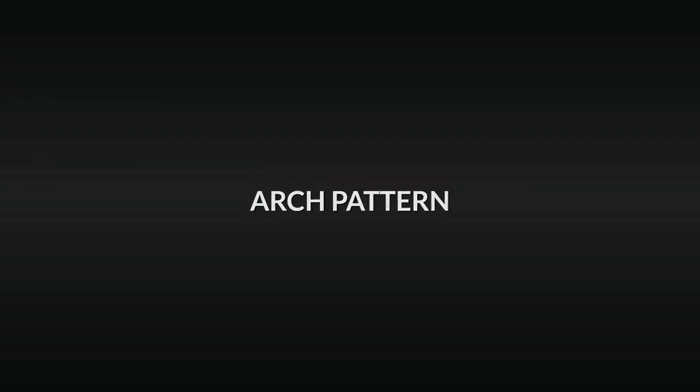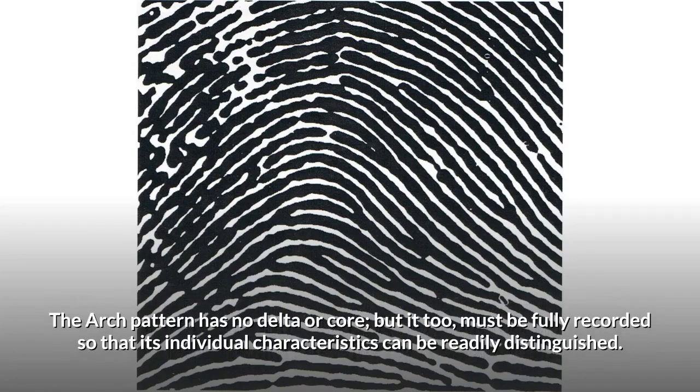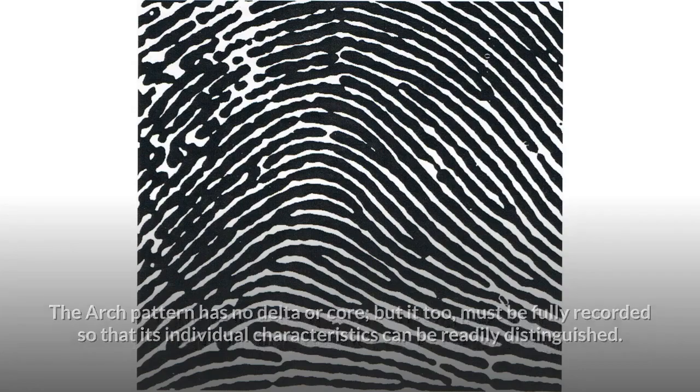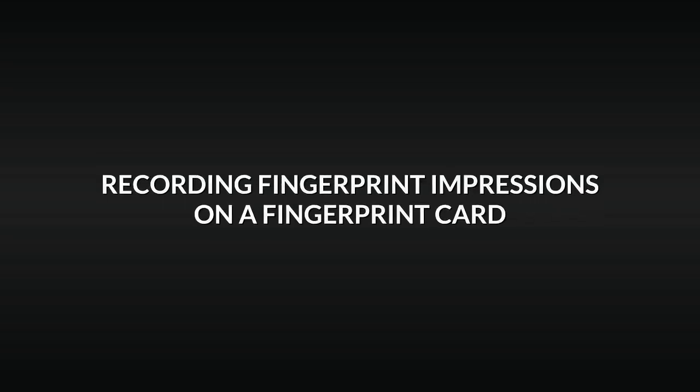Arch pattern. In an arch pattern, the ridges enter from one side, make a rise in the center, and exit generally on the opposite side. The arch pattern has no delta or core, but it too must be fully recorded so that its individual characteristics can be readily distinguished.